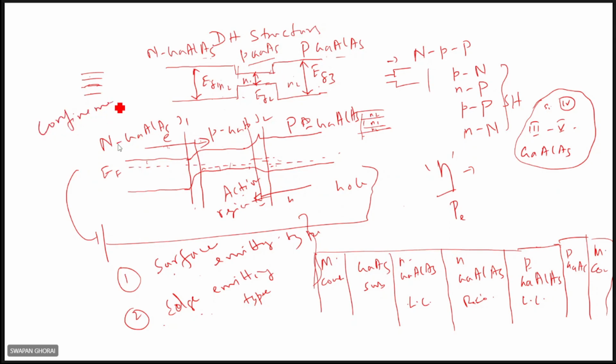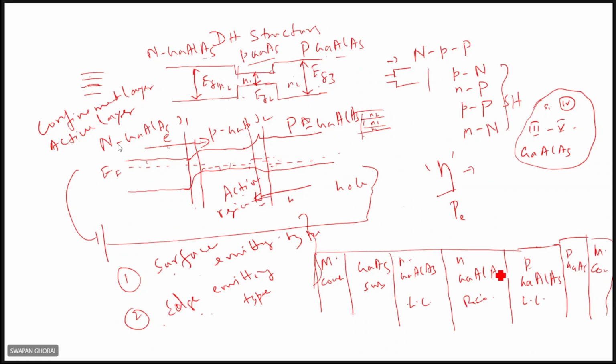Confinement layers, and the middle layer is the active layer. Active layer, right? So these 3 layers must be there. Apart from this, see the conventional contact. You can see here how the different layers are there.